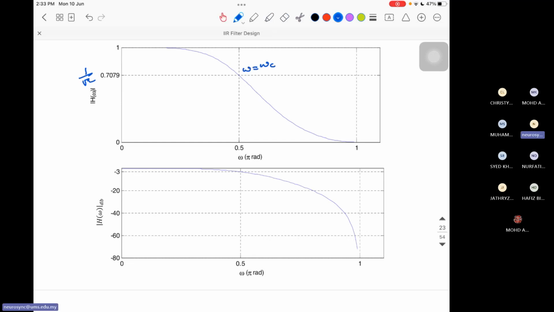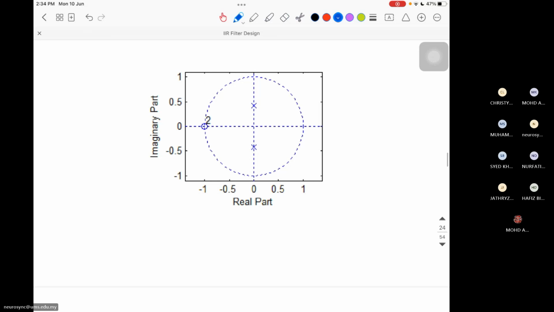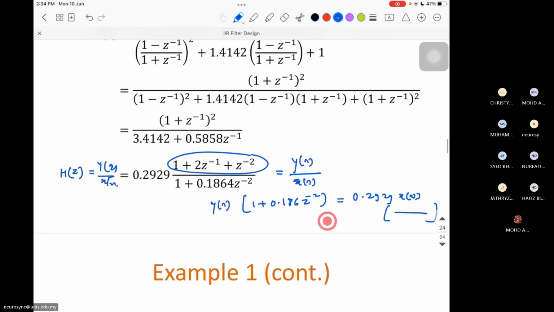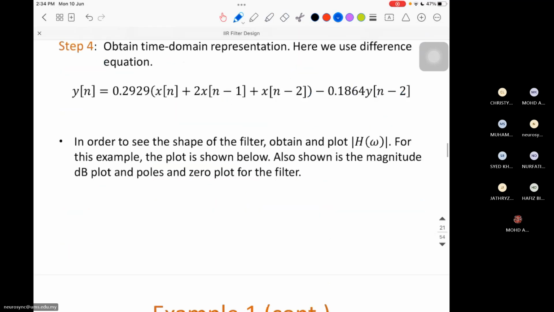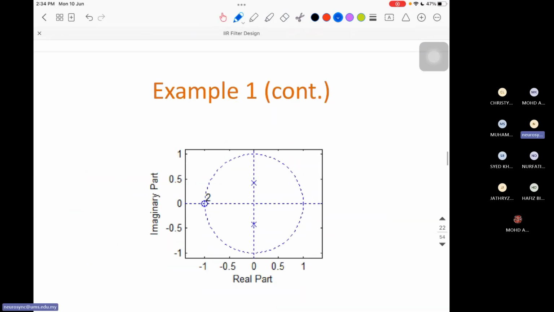So when we plot the magnitude in dB, you can see here that omega is equal to omega c at minus 3. And this is the pole zero plot of the filter.